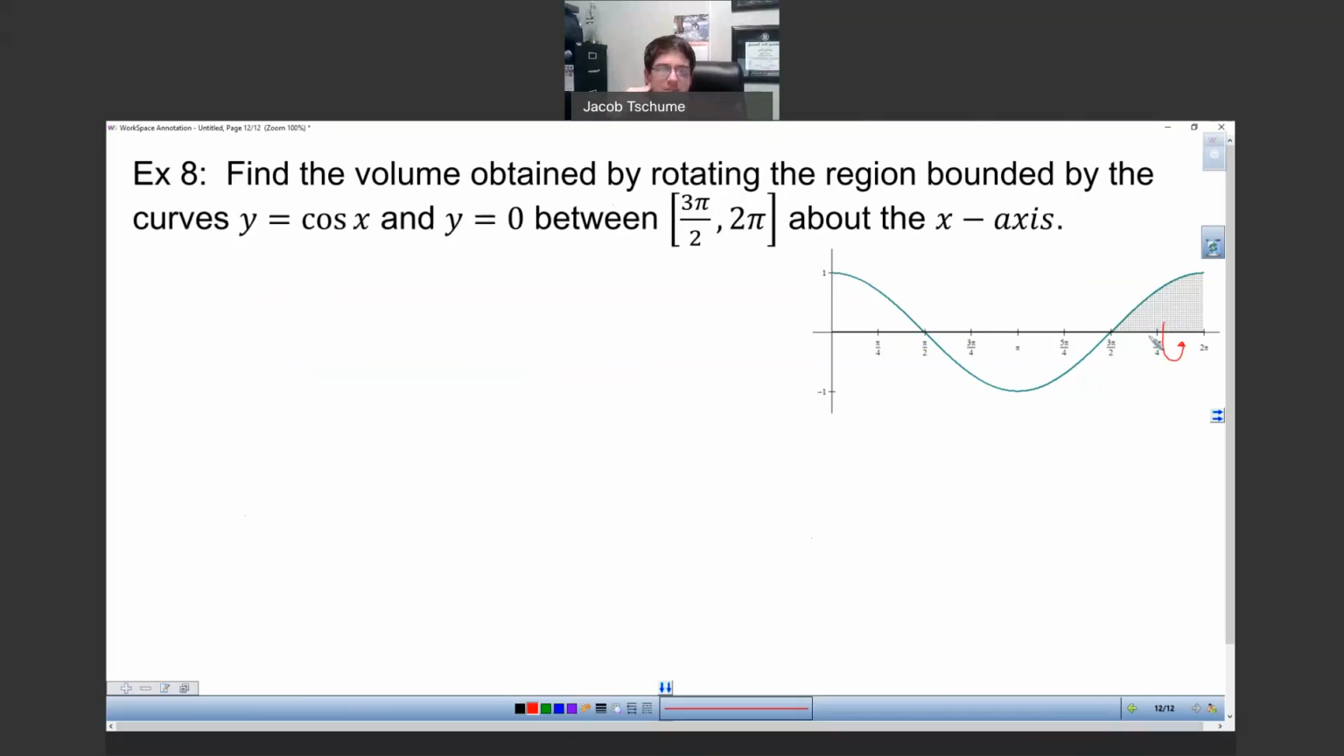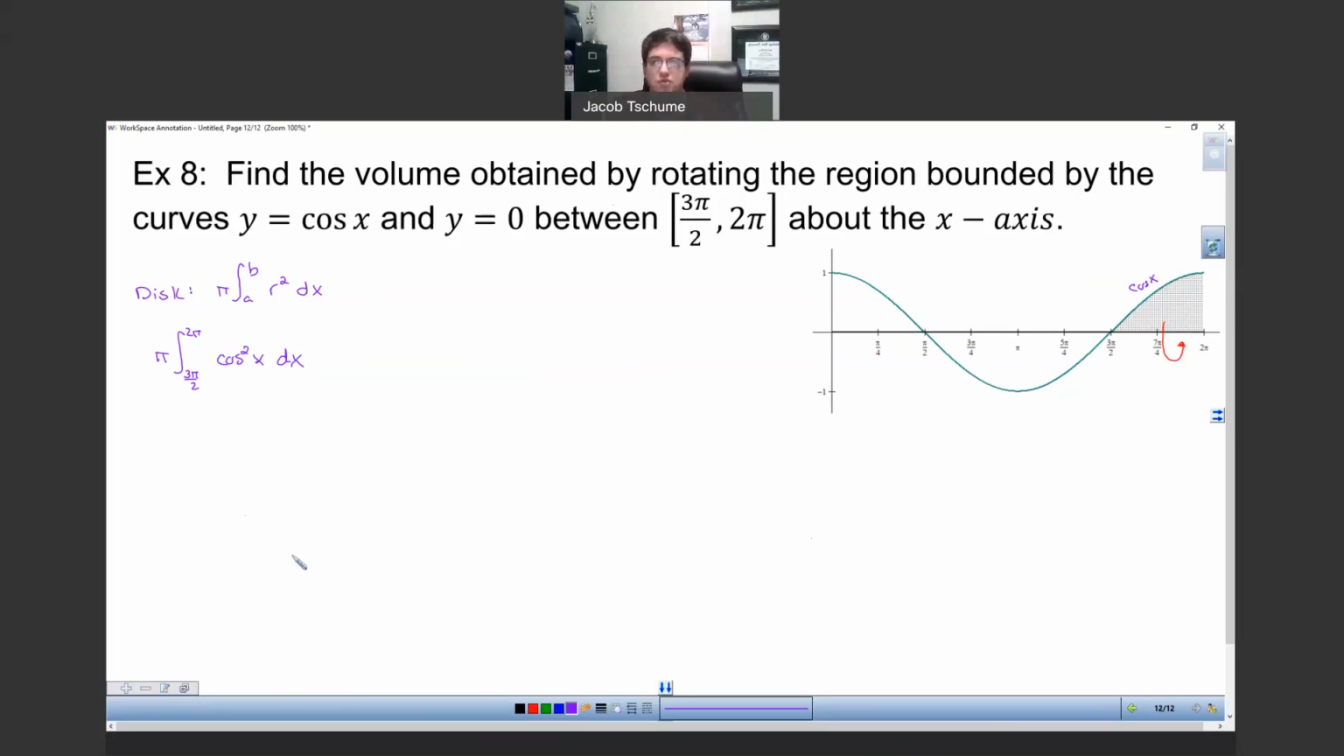Now, since there's not a gap there, the most direct way to do this will be to use the disk method that we covered in section 6.2. So recall that the disk method is pi times the integral from a to b of your radius function squared. And since we're going around the x-axis, it'll be with respect to x. All right, so now plug in your information. This would be pi times the integral from 3 pi over 2 to 2 pi. Square your function. So the curve that you're rotating here is cosine. So this would be cosine squared of x dx.